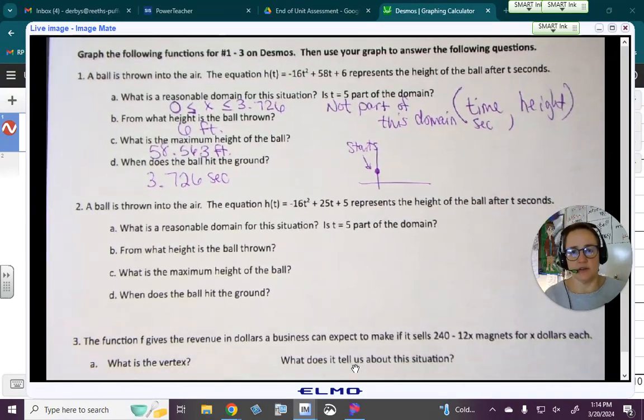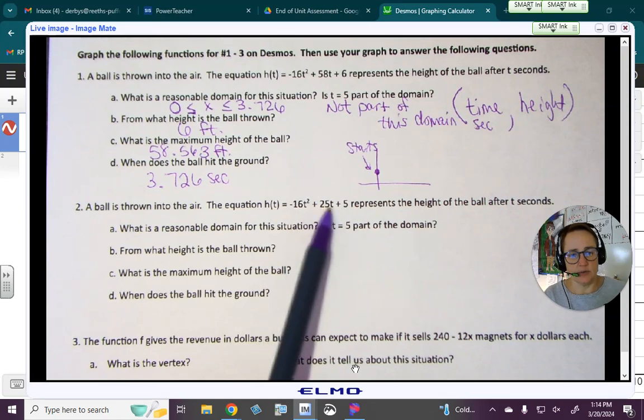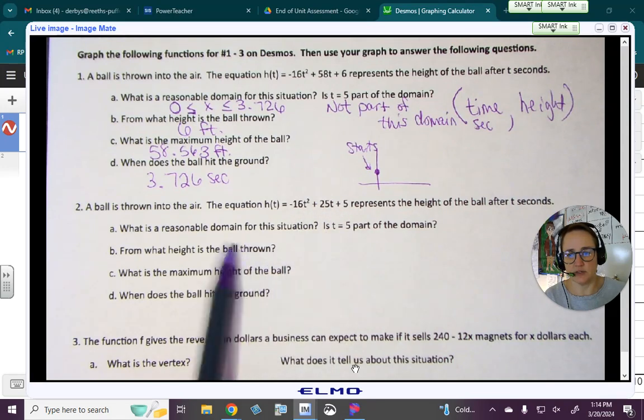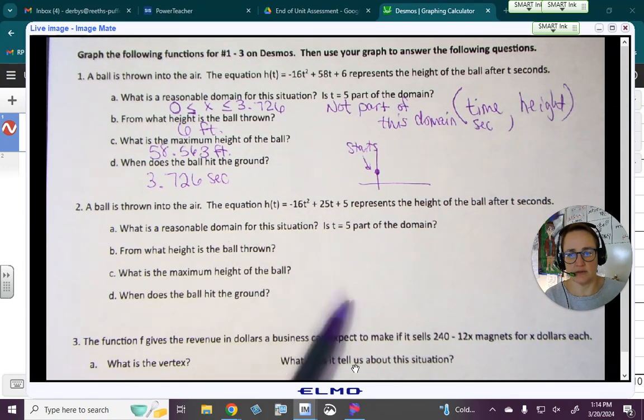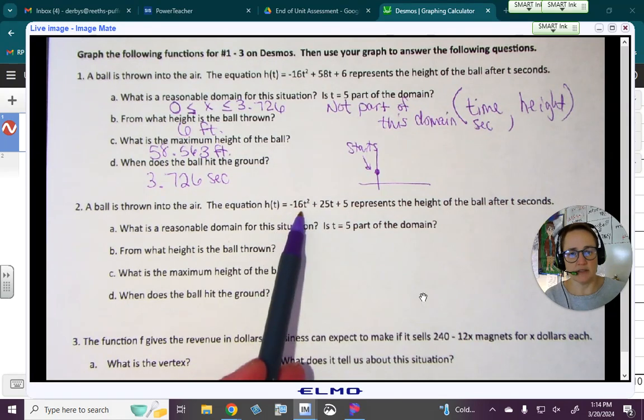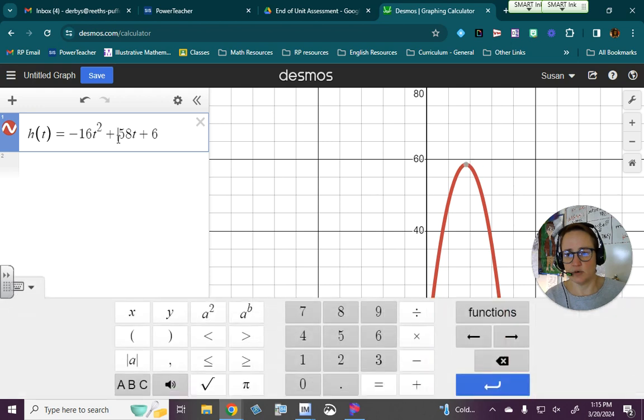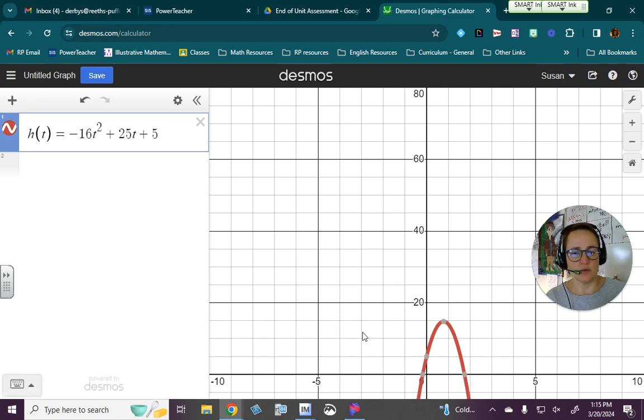Another ball is thrown in the air. This one follows a slightly different equation. And so I'm going to answer these questions when I look for this information. So I'm going back to Desmos. I'm just going to adjust my graph equation. So it has negative 16t squared plus 25t plus 5. And so there's my graph.